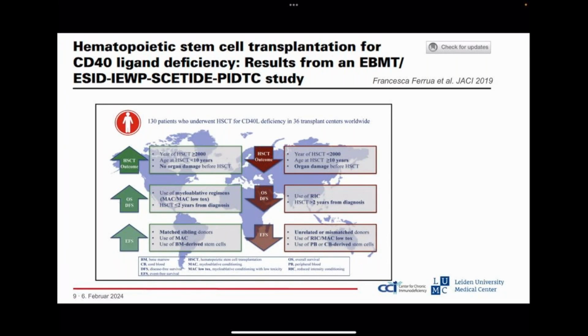So here in Freiburg we strongly believe that CD40 ligand deficiency, as it is a combined immunodeficiency and not only an antibody deficiency, should be treated with transplantation, in particular if patients have an early and severe clinical presentation, as in the SCID-like phenotype in this patient.